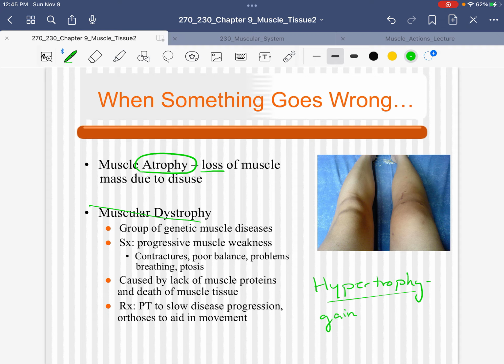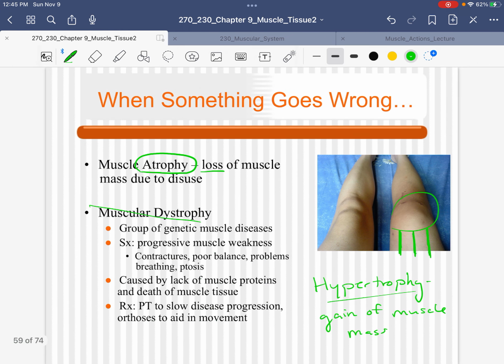Gain of muscle mass. What is the point of lifting weights? Hypertrophy. We want to lay down more actin and myosin within a muscle. That's the goal. Atrophy could happen after you have surgery. This person has had knee surgery. They're not going to be able to utilize their quads for a period of time as much. What's going to happen to their quads? They're going to atrophy. You don't use it, you lose it to a certain extent.